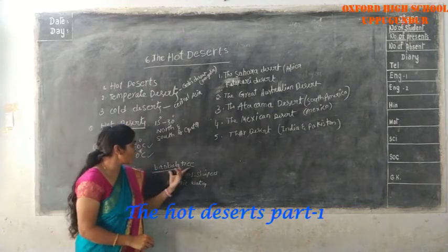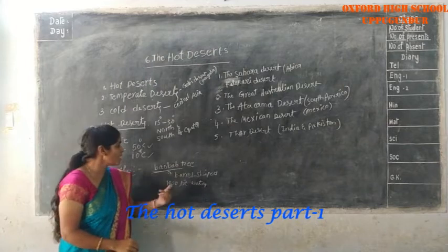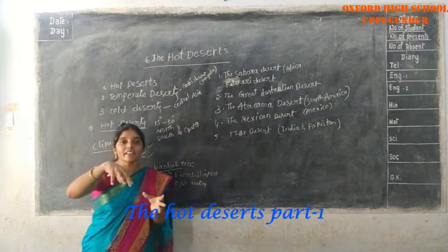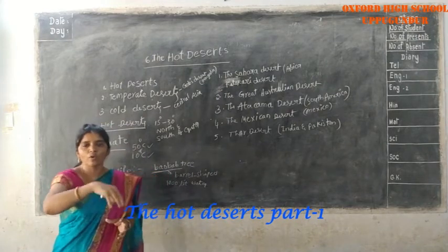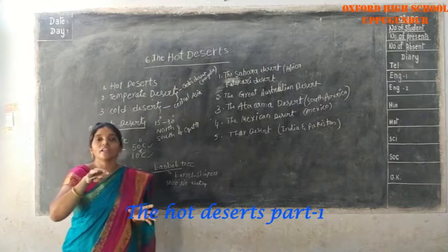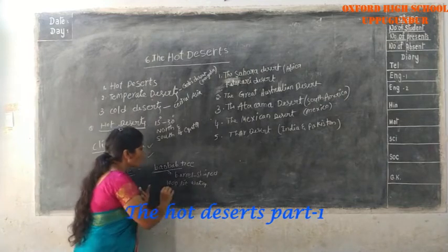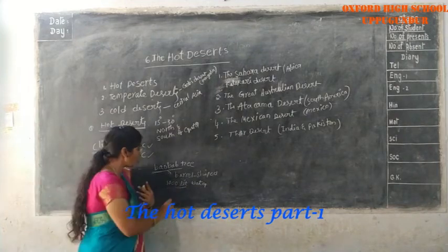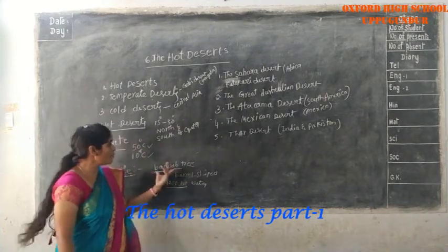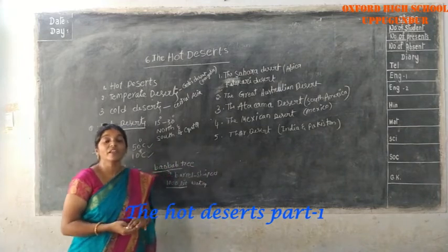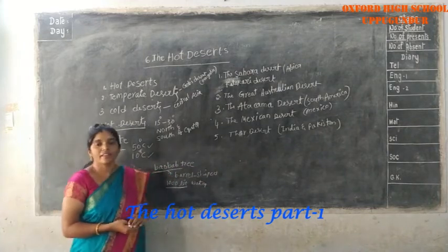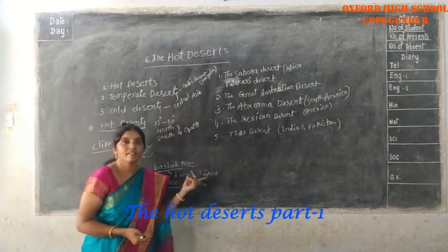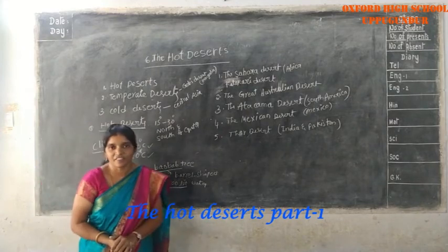This baobab tree is barrel shaped. Inside the barrel there is a hollow, empty space. In that empty space, each tree can store 1000 liters of water. So 1000 liters of water can be stored in the baobab tree. This tree is very important in the hot desert regions. So this is the plant life of the hot desert region.